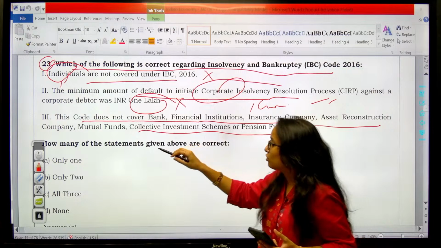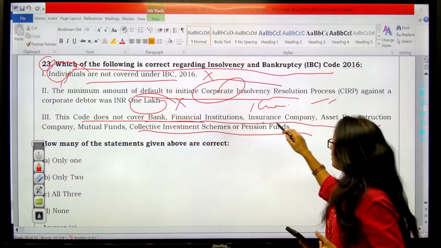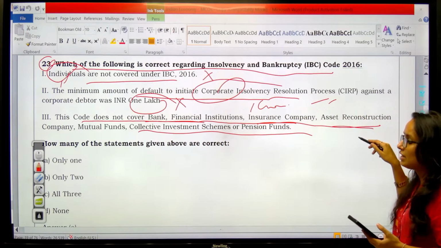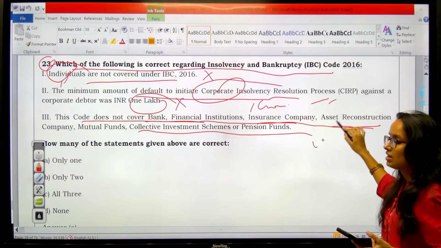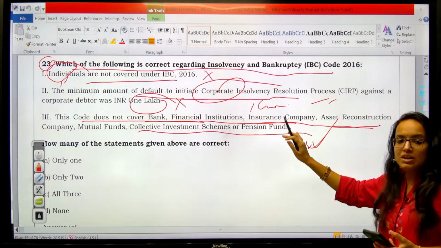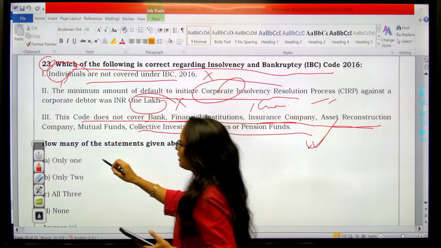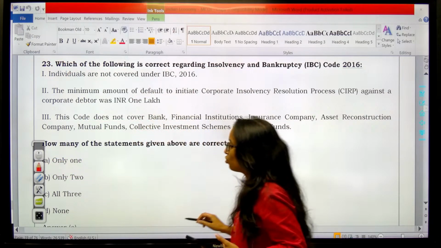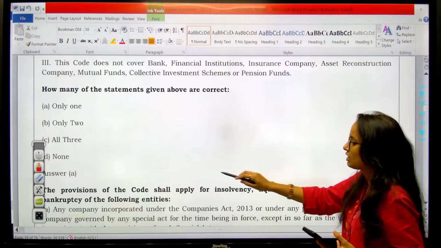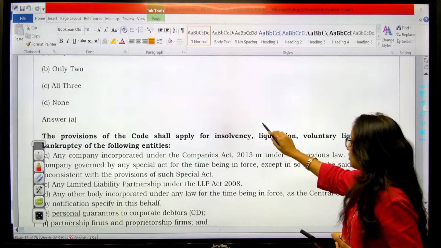This code does not cover banks, financial institutions, insurance companies, asset reconstruction companies. Yes, these institutes are not covered under IBC. So third is correct. First and second are wrong. So A should be the right answer. Only one, third, is correct. Yes, A is the right answer.